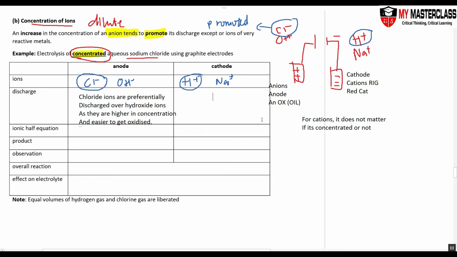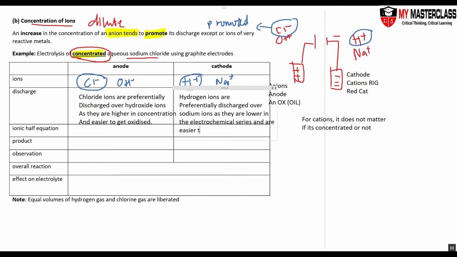Okay, and on the cathode side, we will have your hydrogen ions are preferentially discharged over sodium ions as they are lower in the electrochemical series and are easier to be reduced.